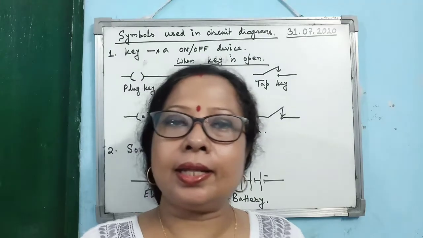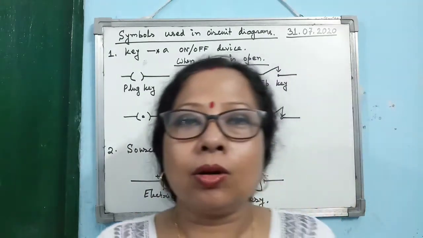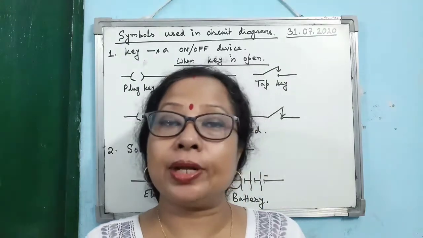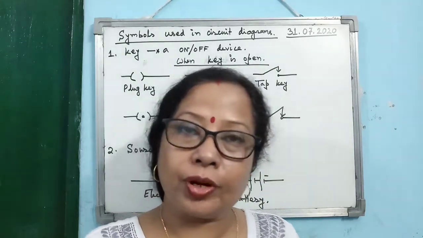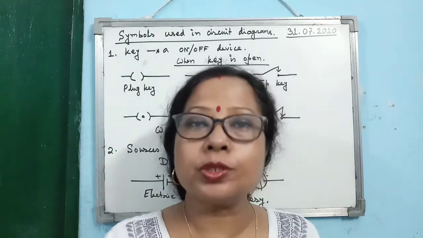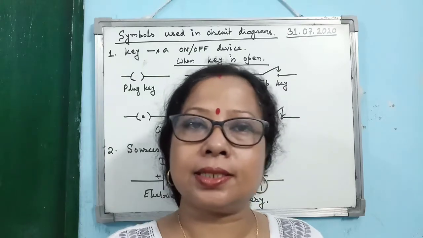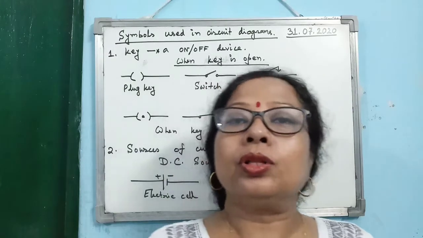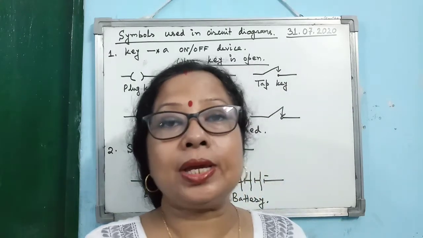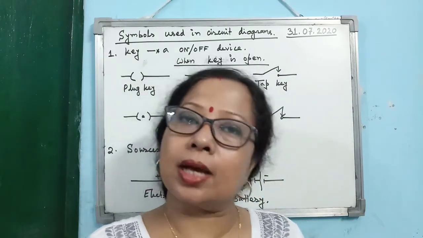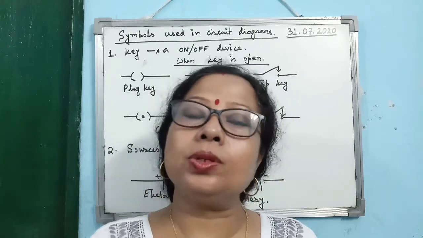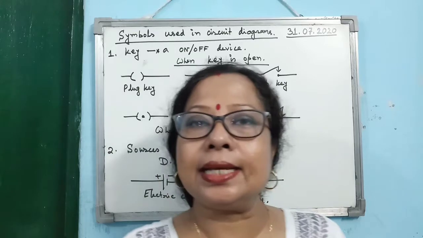Now, already in the electricity chapter, I have discussed in detail all of these: electric current, electric charge, electric potential difference, resistance, Ohm's law. Now, the different symbols we use in an electric circuit. The first device that we use in an electric circuit is the key.